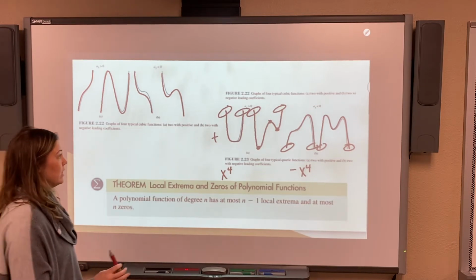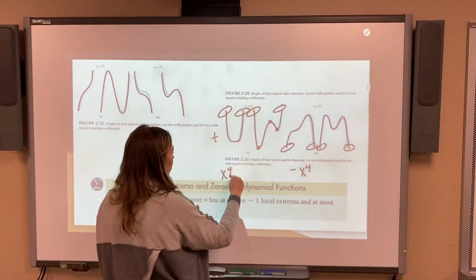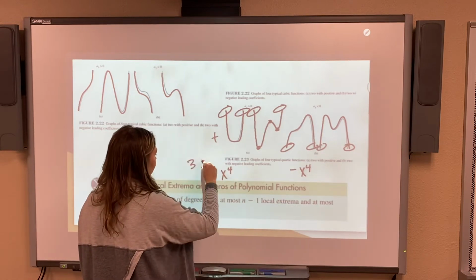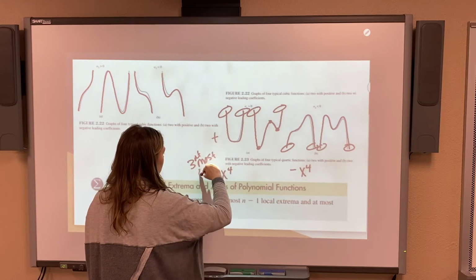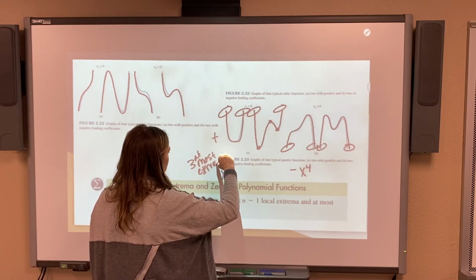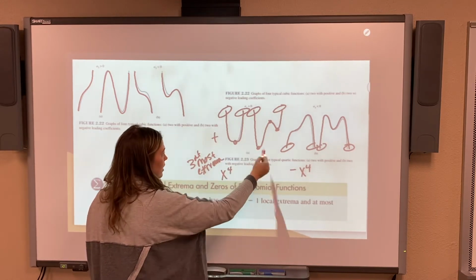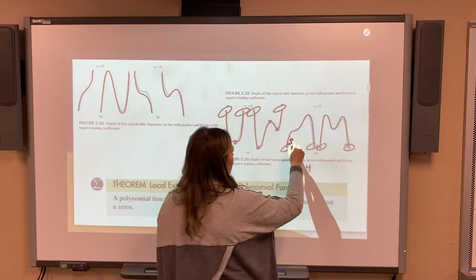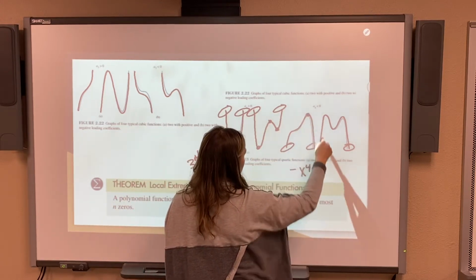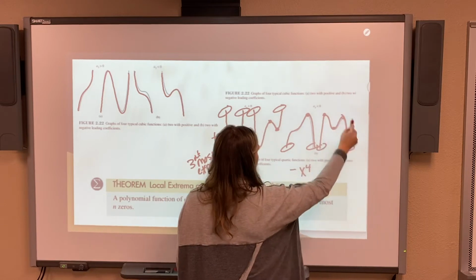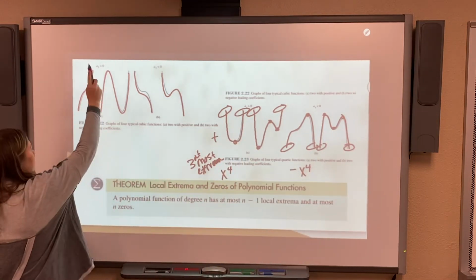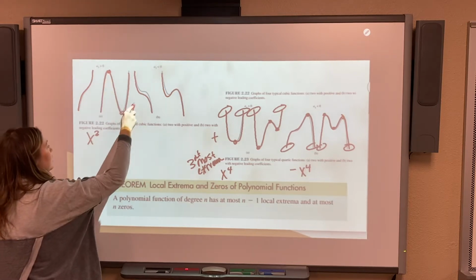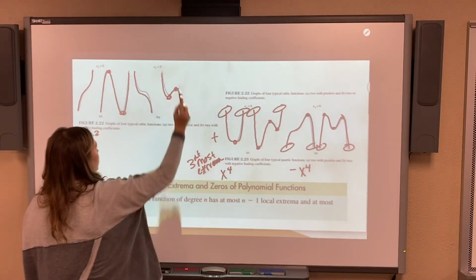And so this theorem: a polynomial function of degree n has at most n minus 1 local extrema. So like this one, 4 minus 1 is 3, so you can have at most 3 extrema. This one has just 1, this one has 1, 2, 3, this one has 1, and this one has 1, 2, 3. And if we go back to x cubed, this one doesn't have any, this one has 1, 2, this one doesn't have any, this has 1, 2.